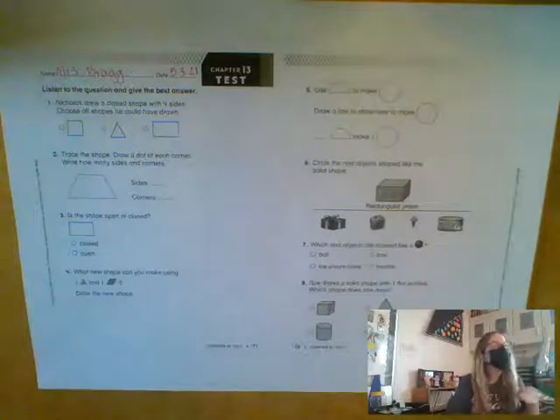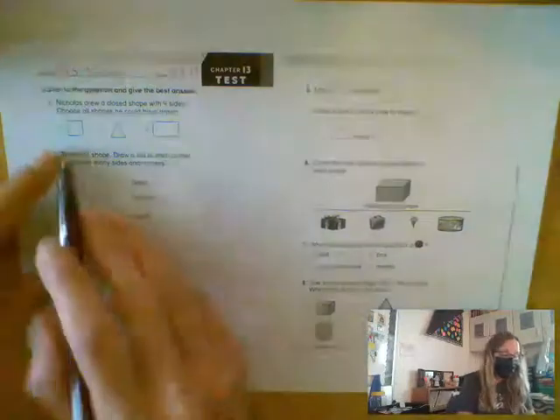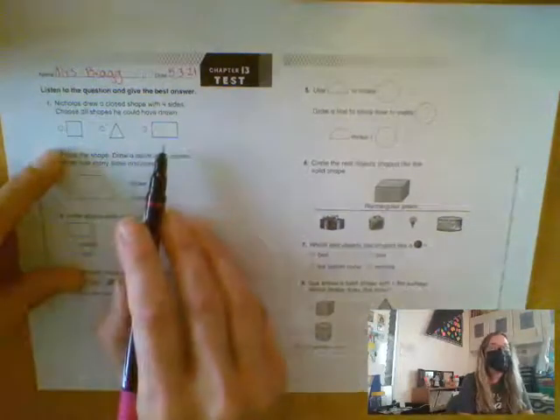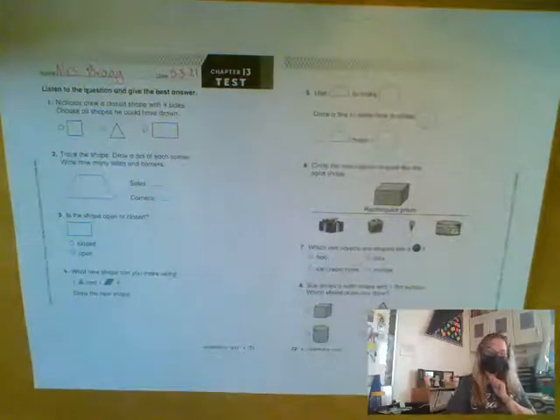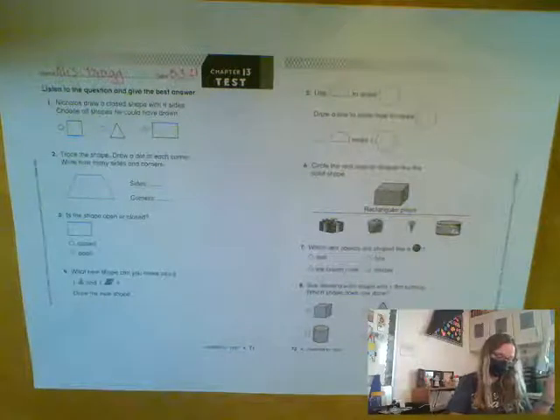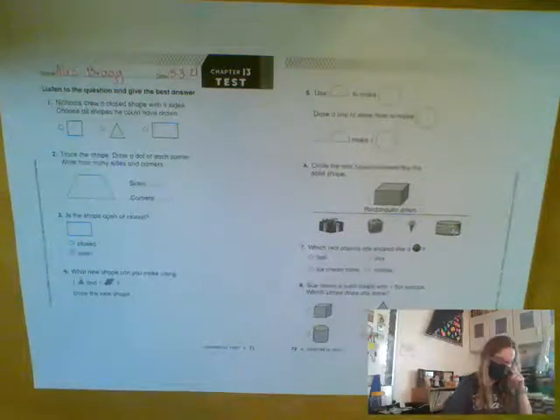Okay. So number 1 says, Nicholas drew a closed shape with 4 sides. Choose all the shapes he could have drawn. So if it is a closed shape with 4 sides, fill in the bubble next to it. There could be more than one answer, yes.